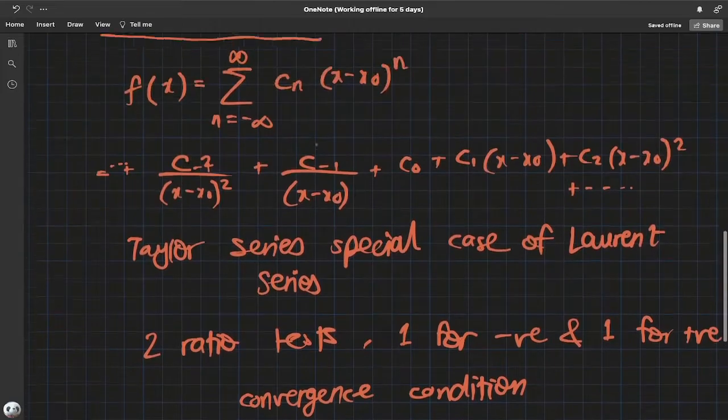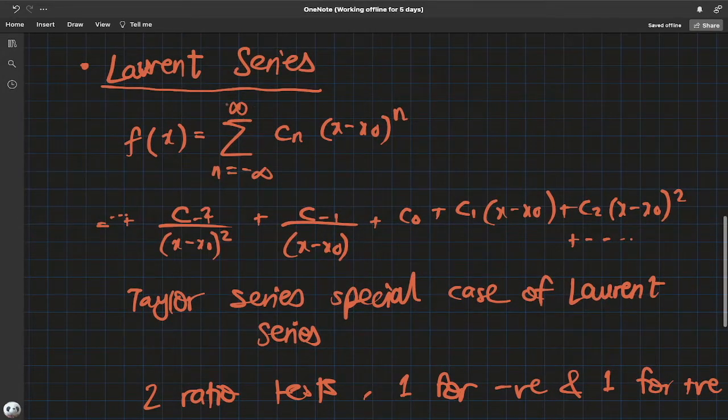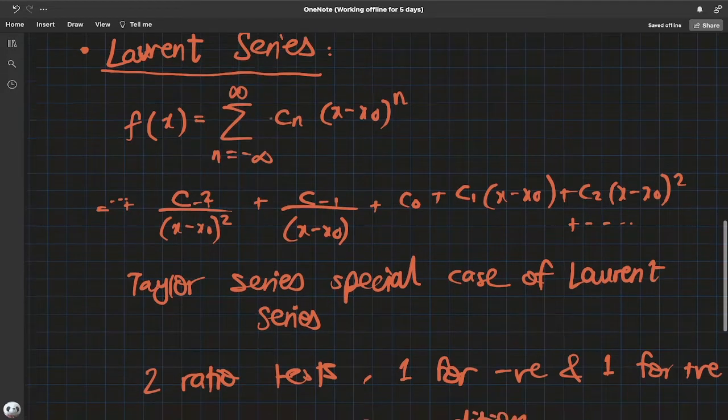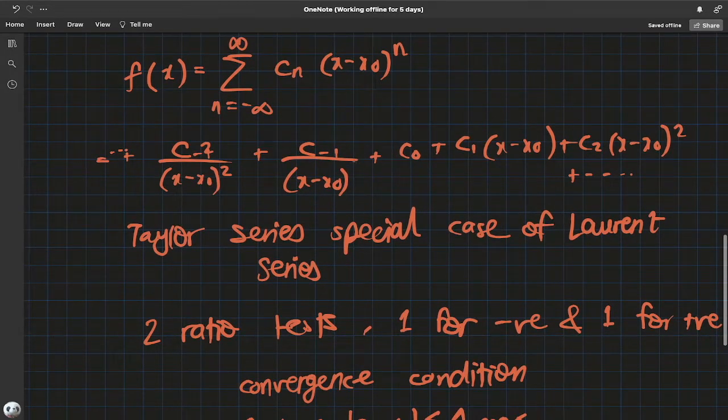And again, we don't even see the applicability of this Laurent series expansion for real valued functions. I'm just writing it down for now so that you get an introduction to this.